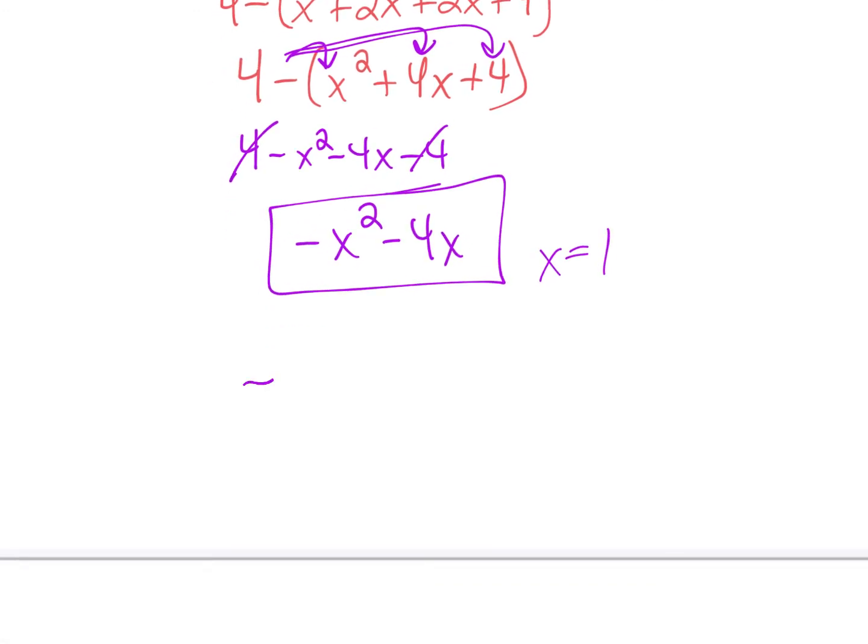It says -1 squared minus 4 times 1. I cannot impress upon you enough, guys. When you plug numbers in, put them in parentheses. It makes you see things better. That negative is not inside the parentheses, it's on the outside. So that says 1 squared is 1 times that negative, so I get -1 minus 4 gives me -5.